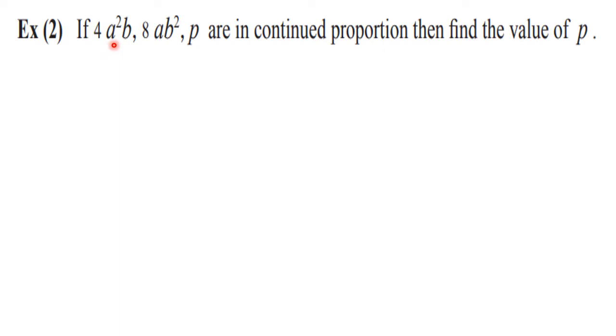Second one, if 4a square b, 8ab square, and p are in continued proportion, then find the value of p. Okay, so these three numbers are in continued proportion. So see, this is the mean proportional and these two are extreme terms. So the square of the middle term is equal to the multiplication of the remaining two.